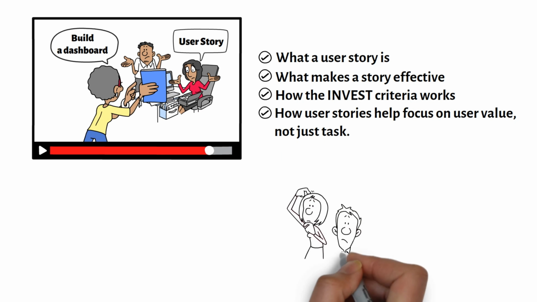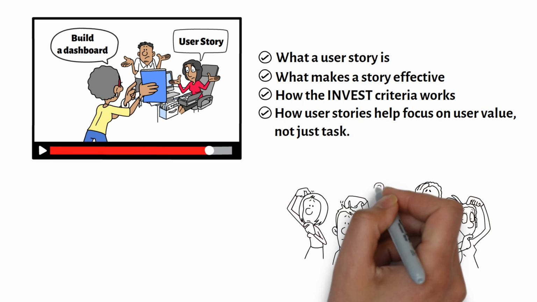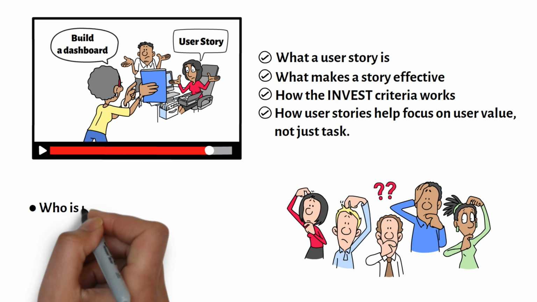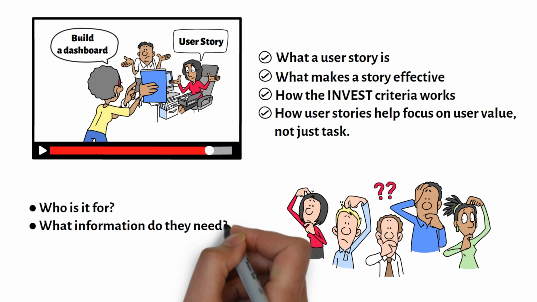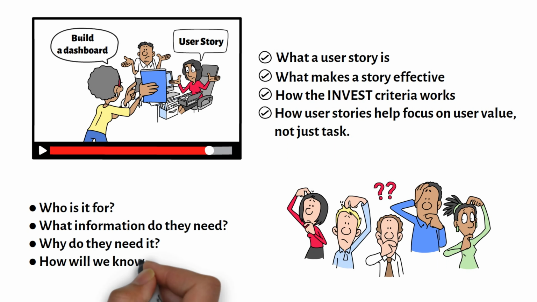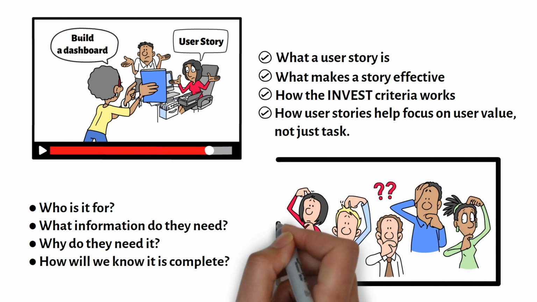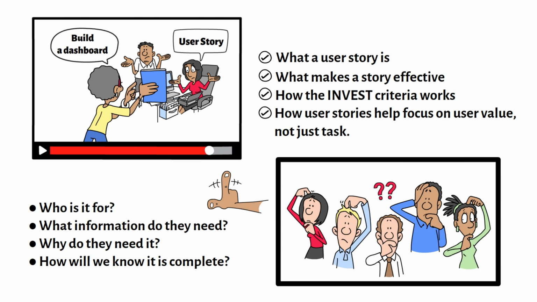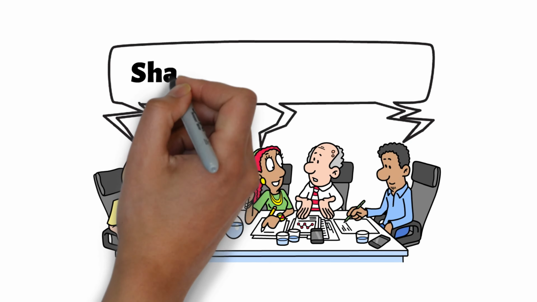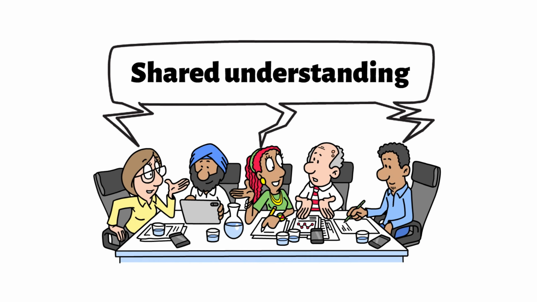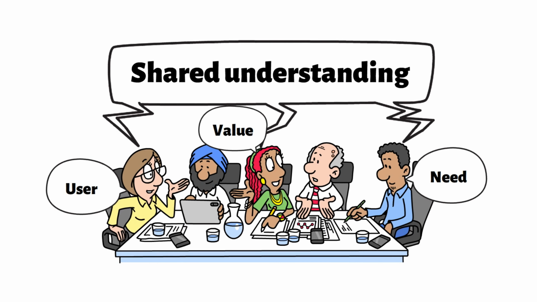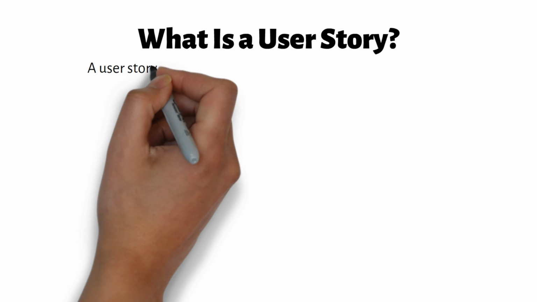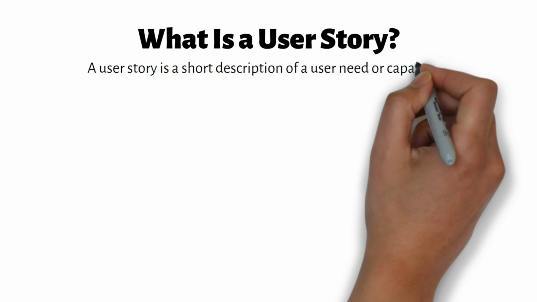A vague request like "build a dashboard" leaves too many unanswered questions. Who is it for? What information do they need? Why do they need it? How will we know it is complete? Without that clarity, the team may build something that technically works but does not solve the user's real problem. A good user story creates shared understanding by connecting the work to the user, the need, and the value being delivered. A user story is a short description of a user need or capability.